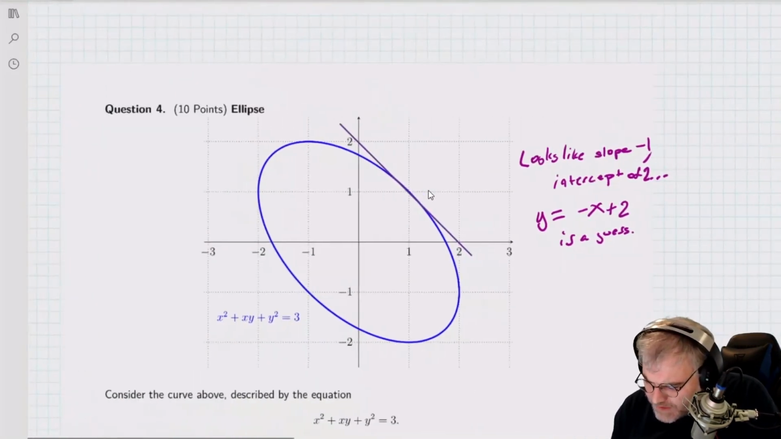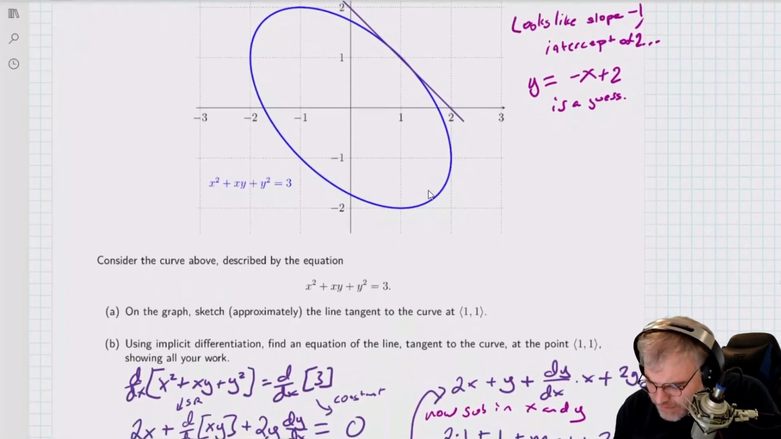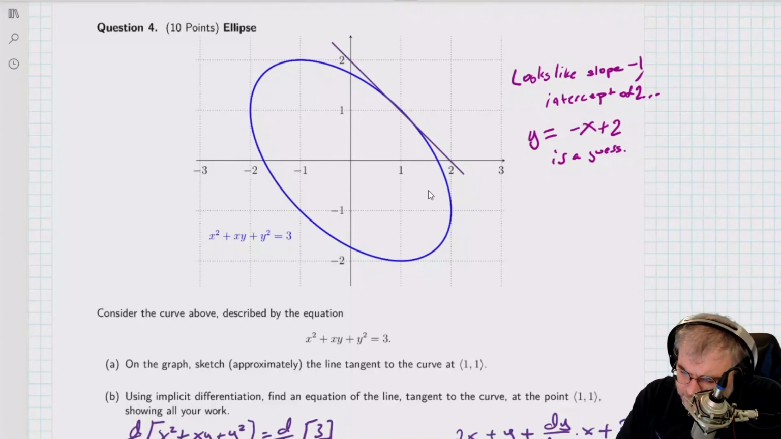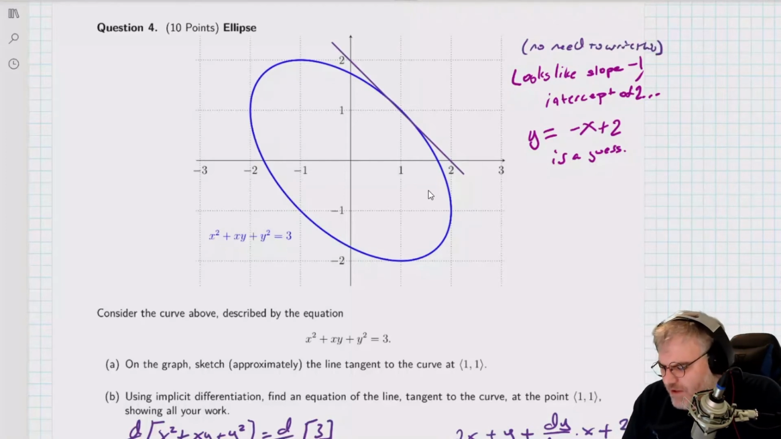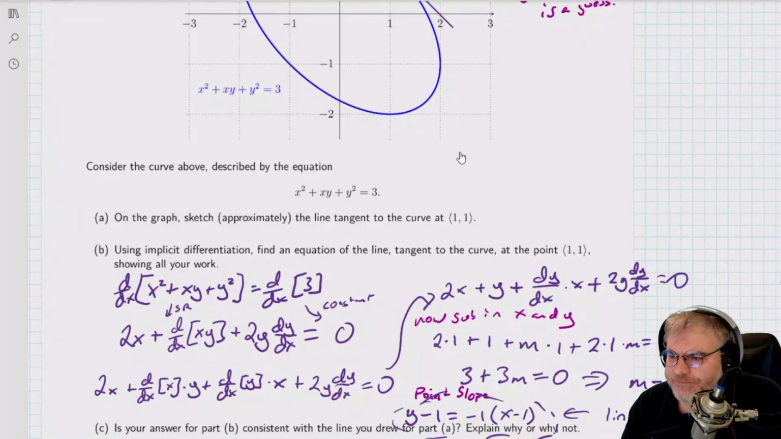All right. So here was the idea behind this thing, right? I draw this little sketch here where the tangent line is, and it's got some properties. Now, I didn't need to write this. But it looks like it's going to have a slope of -1, an intercept of 2, right? So something like y equals -x plus 2 is kind of my guess for what that thing is. All right. Now let's see if our guess is right.